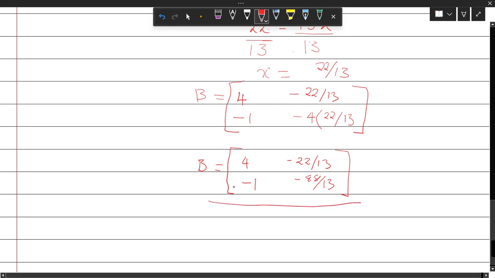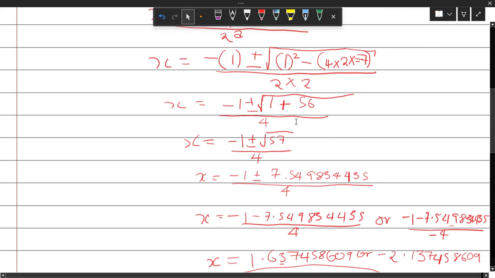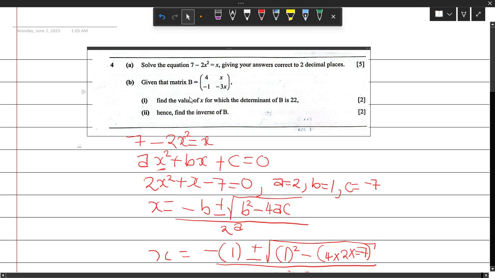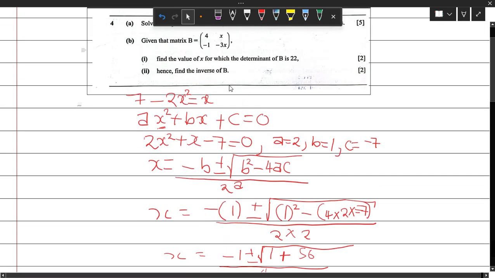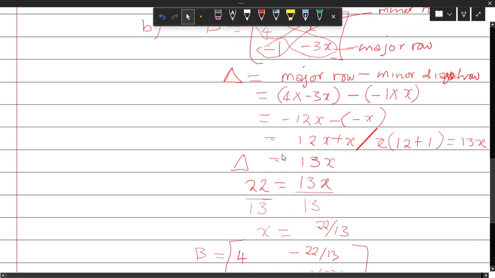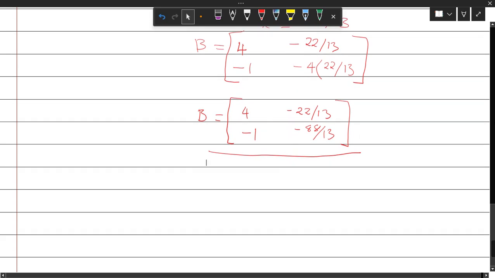So we have at least solved one part of the question, which is solving for x. That is part 1, we solved for x, so we know the value of x now. Part 2 is that we need to calculate the inverse of B. So since we know matrix B, how do you get the inverse? The inverse of B is the same as B to the power negative 1.